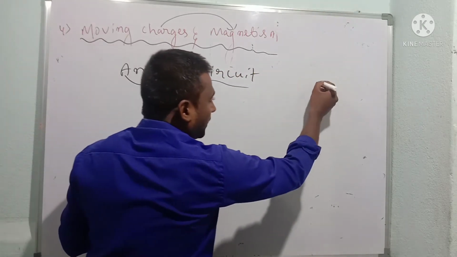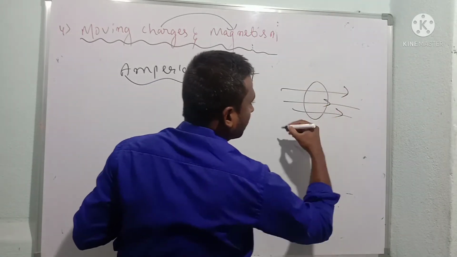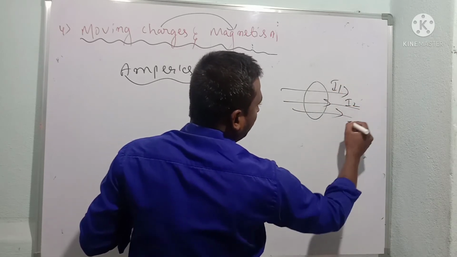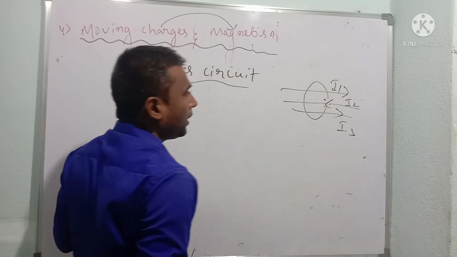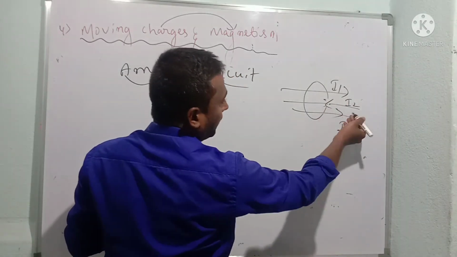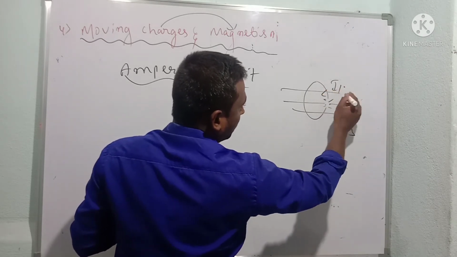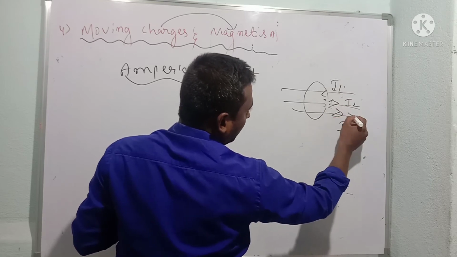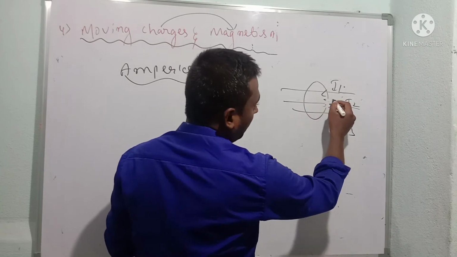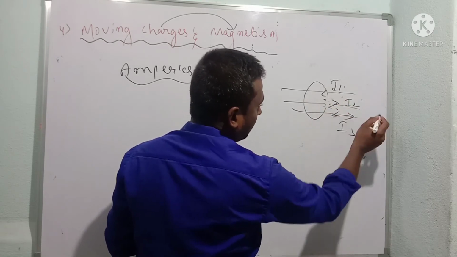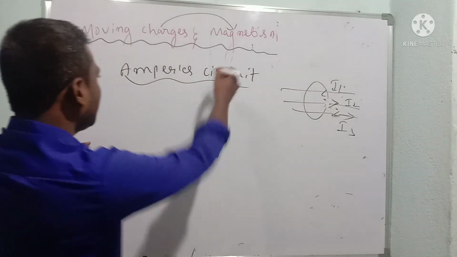Let us consider a conductor. The currents are I1, I2, I3. Now I2 is moving inside, and this is moving outside. Current is moving inside, current is moving outside. Now this is moving inside and this is moving outside. Now it is very simple: inside, outside, again inside.